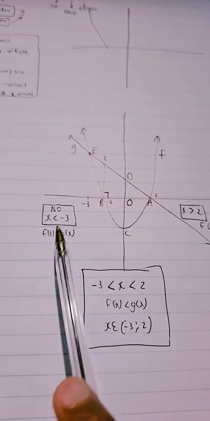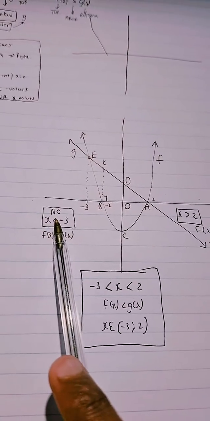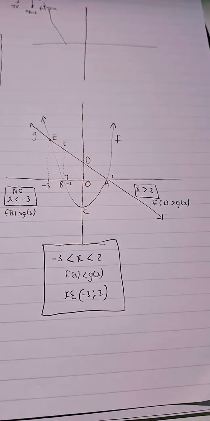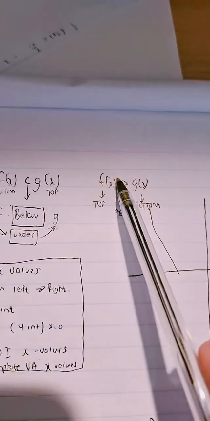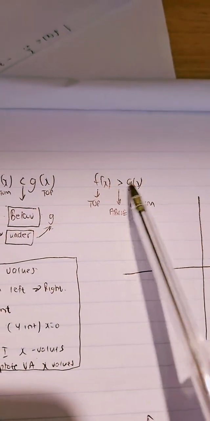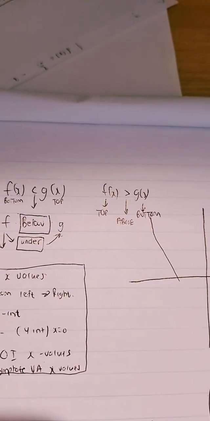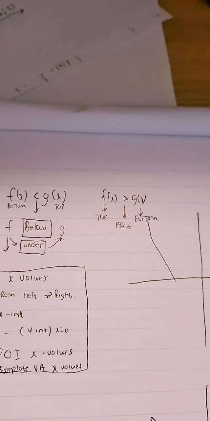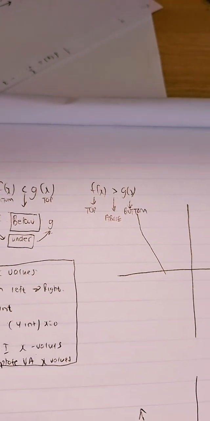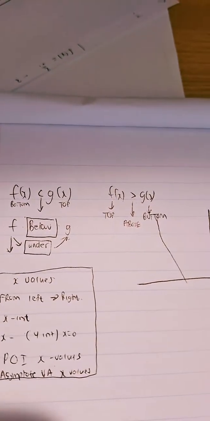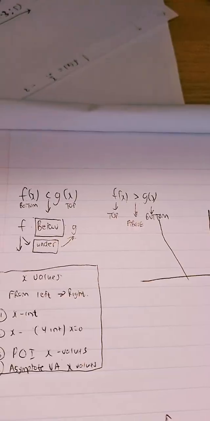So our answers for f of x greater than g of x would be x is less than negative 3 or x is greater than 2. That would be our two answers if the question had said, where is f of x greater than g of x? Okay. So interpreting the question is important. Where is one above the other? That's why I call these questions omunye phezu komunye.